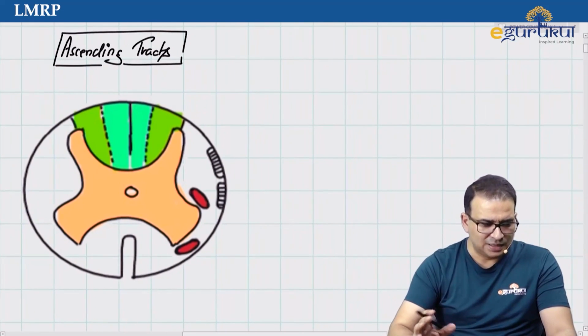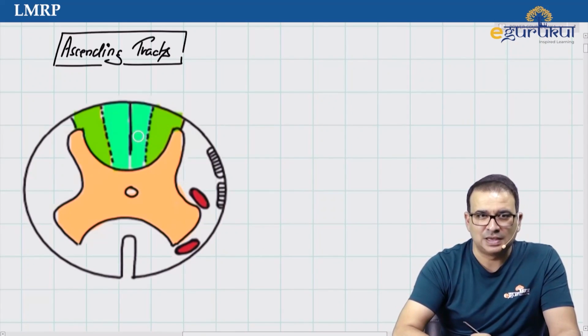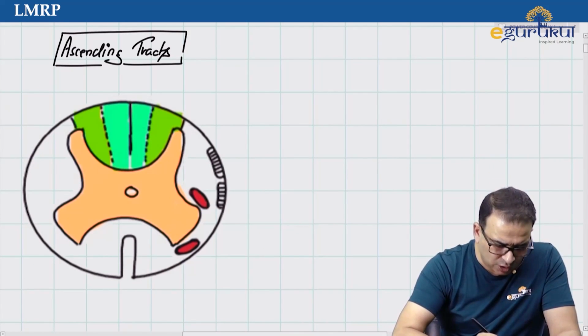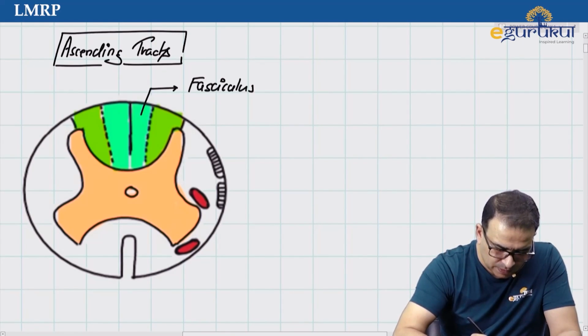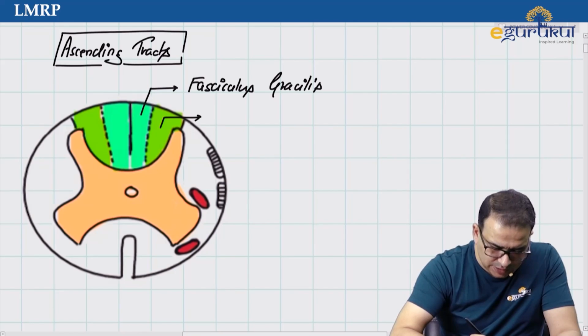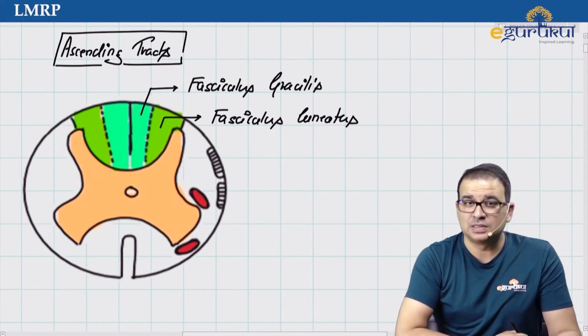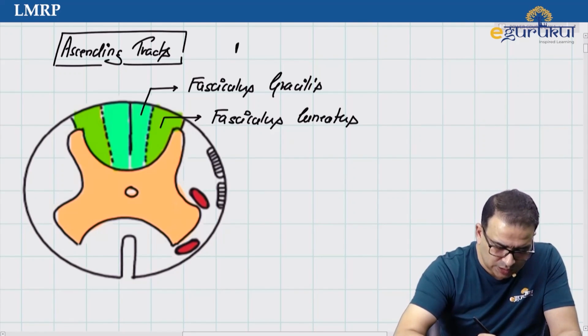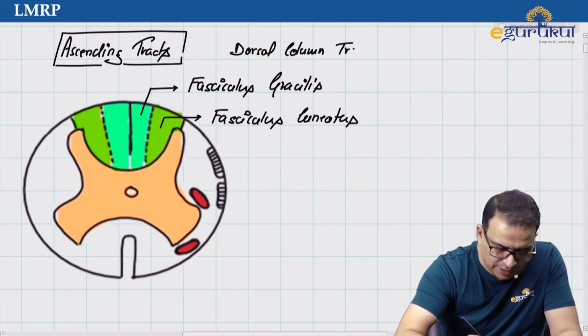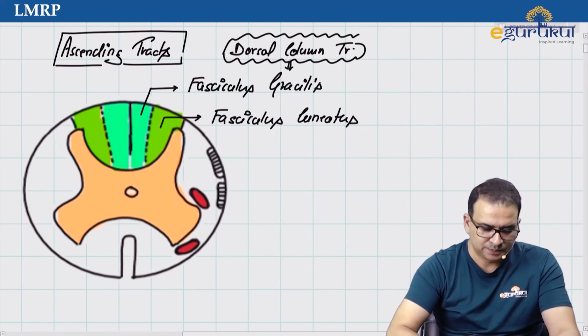Now, among the ascending tracts marked in this picture, in the dorsal column, guys, where I'm pointing, that's the dorsal column tract, and there are two components of it. One is called fasciculus gracilis. This is fasciculus gracilis, and this here is fasciculus cuneatus. Both of these together are the dorsal column tract.